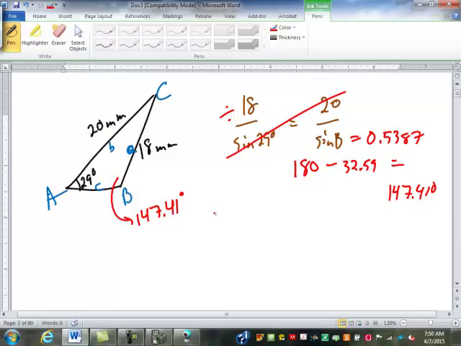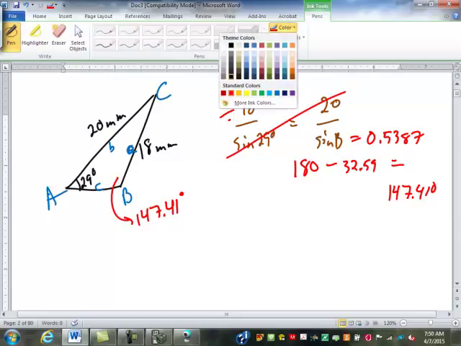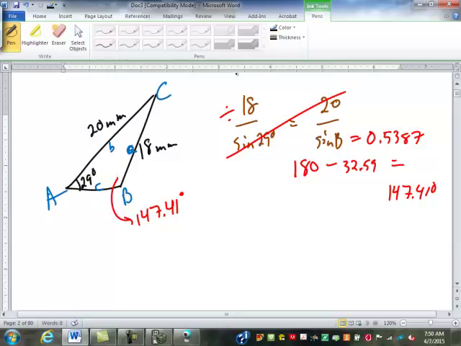Okay. Well, now we're going to look at a final possibility. I'm going to trust from here you guys can subtract to get the other angle and then do what you need to get that third side using the law of sines.